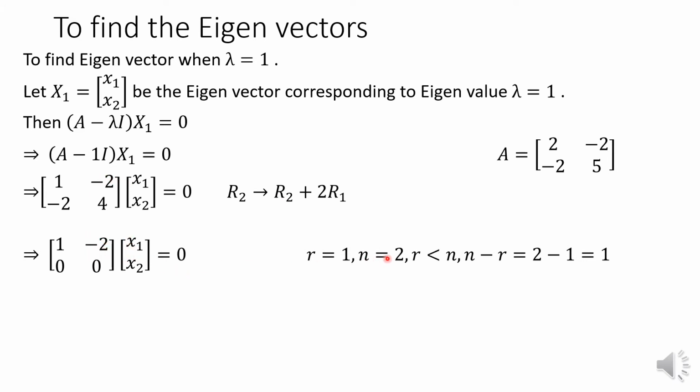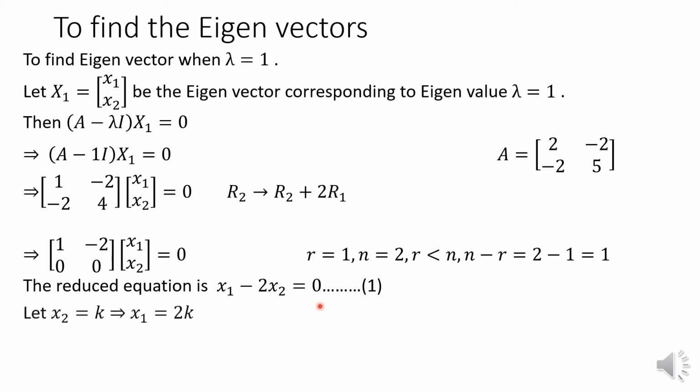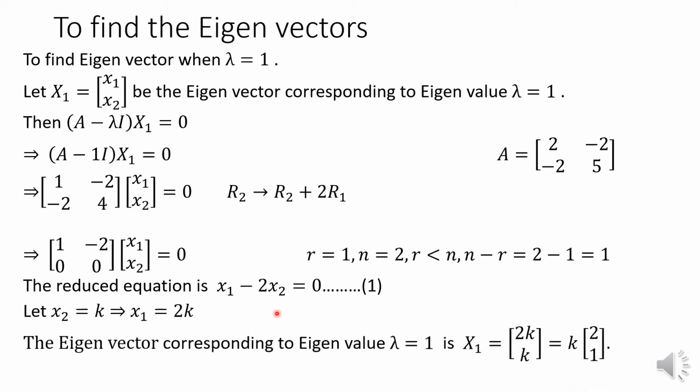As usual, r is equal to 1, n is equal to 2 and so on. So reduced equation you write down. Reduced equation is x1 minus 2 x2 is equal to 0. First you call that as equation 1. So you substitute x2 is equal to k, therefore we get x1 is equal to 2k. Therefore the eigenvector corresponding to lambda is equal to 1 is [2k, k]. Taking k common we get column matrix [2, 1]. This is the eigenvector corresponding to the eigenvalue lambda is equal to 1.